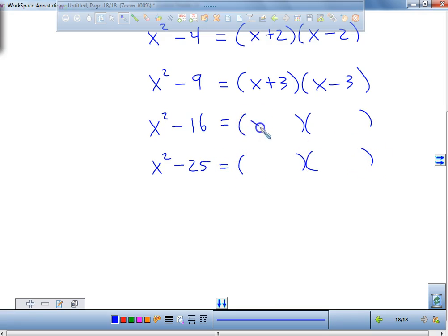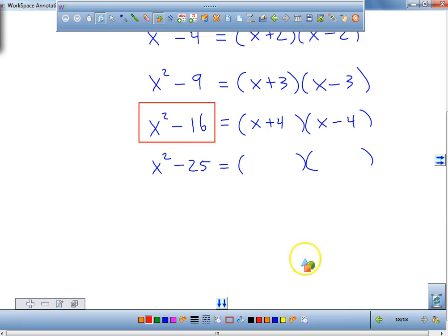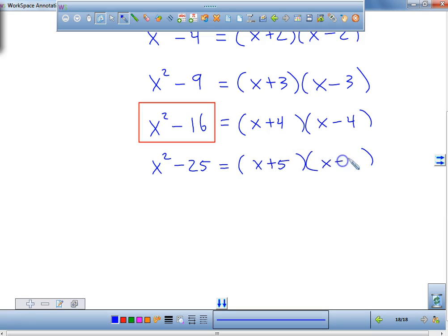So this was our problem, right? We said, hey, what was x plus 4 times x minus 4? And what was our answer? Our answer was that right there. But if I gave you, hey, what's x plus 5 times x minus 5? You would say it's x squared minus 25. Those are all examples of a difference of squares. Okay?